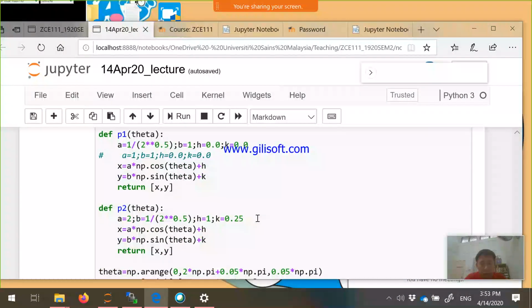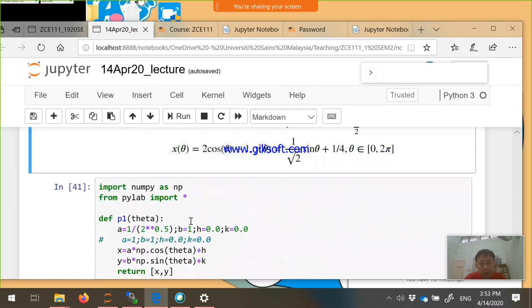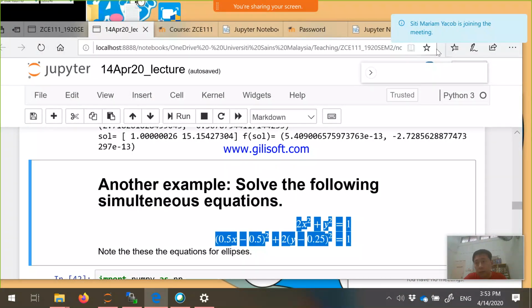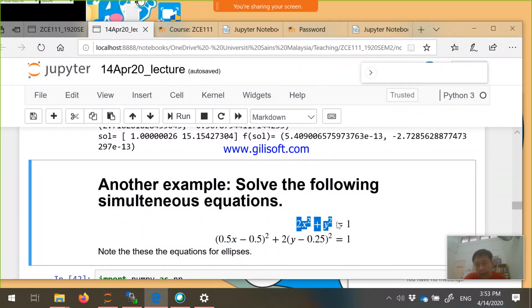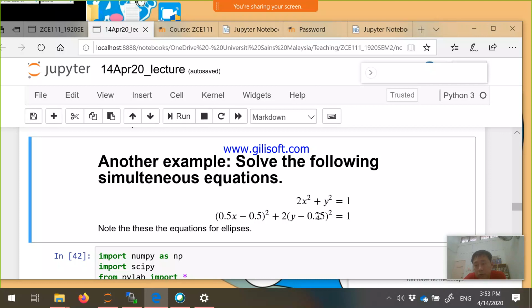So this is an ellipse. I think the ellipse has this form. Sorry, this is a center, and then there's another center. So we have two ellipses here. This equation is an ellipse located at the center 0, 0, whereas this equation is another ellipse which is located at h and k equal to 0.5 and 0.25.